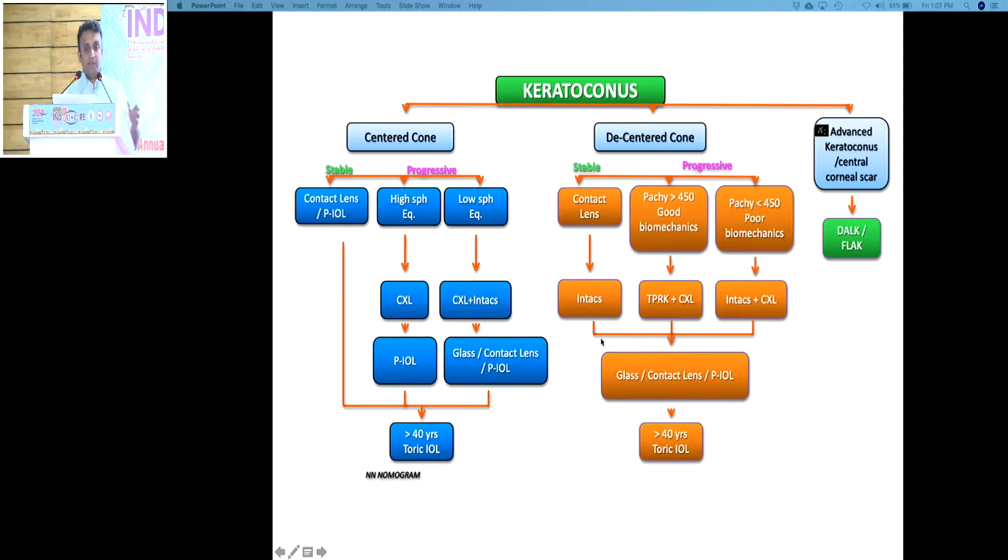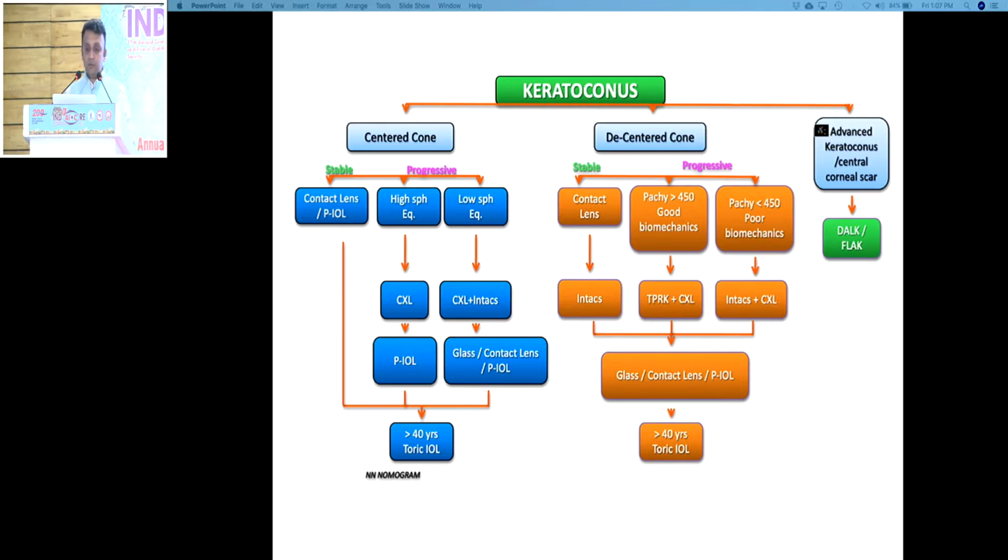Decentered cone, if it's stable, we don't do cross-linking. If not, do cross-linking and combine with either Intacs, or if we have good corneal thickness, we can do topo-guided treatment. Finally, for the visual rehabilitation, we can do phakic IOLs or we can do toric IOLs.